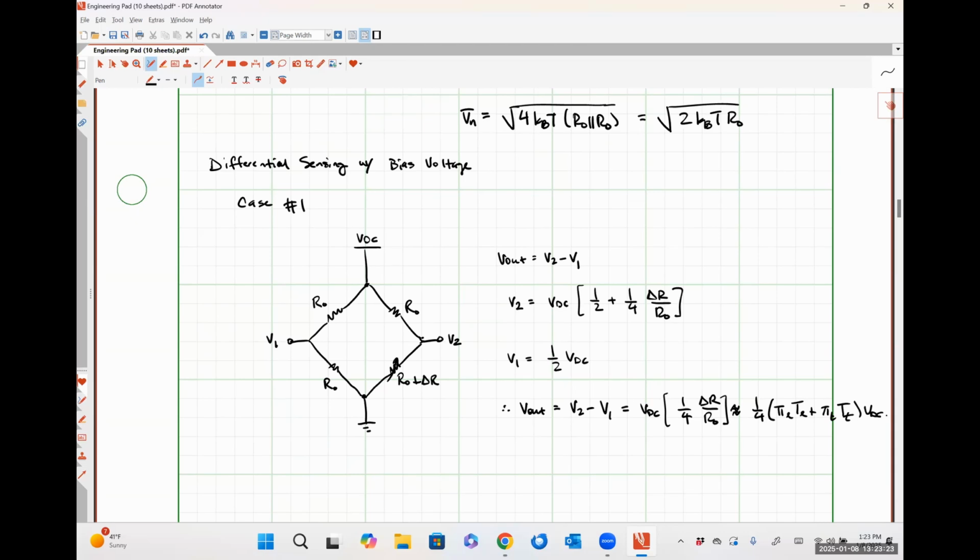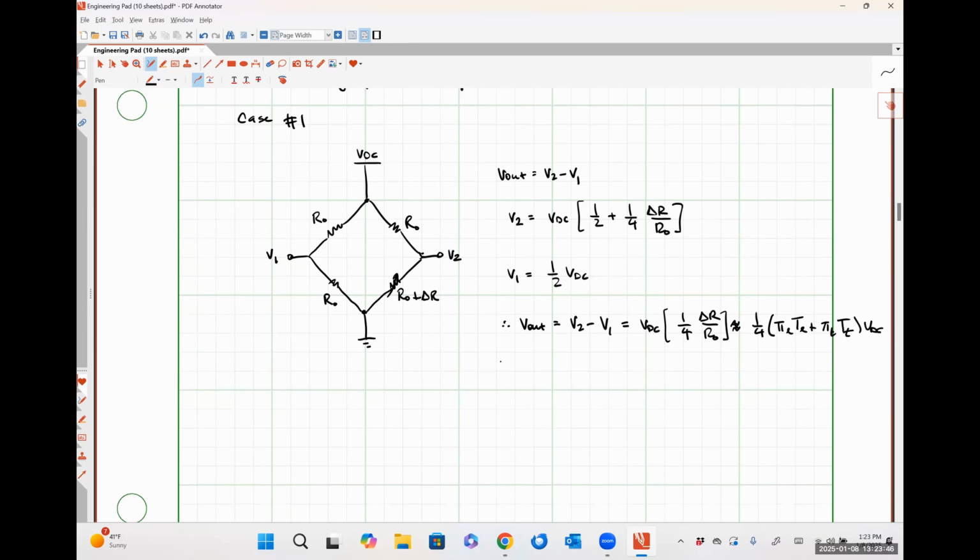So we've eliminated the DC signal, which means we've made our output signal easier to amplify. And we've also eliminated that temperature dependence on the absolute resistance, because all of our resistances will increase by the same amount, which means it cancels out. So this is a pretty solid method.